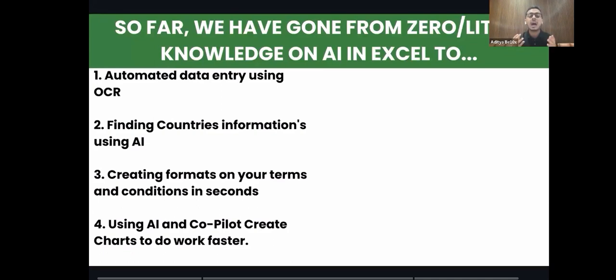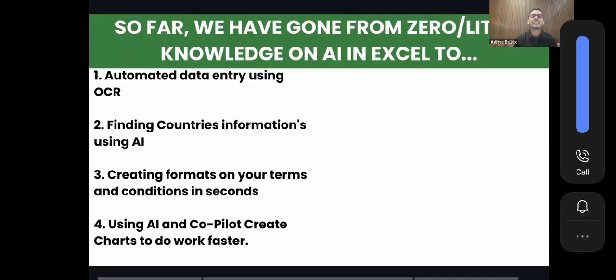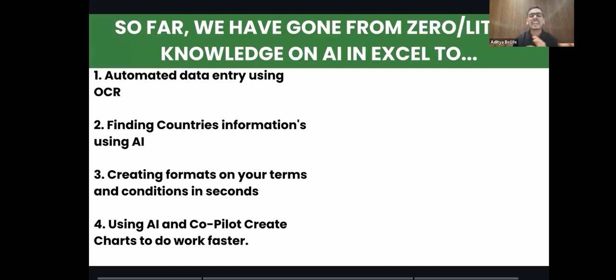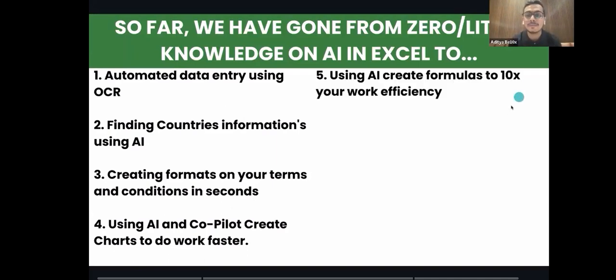Number four, we learned about how to use AI and Copilot to create charts. You can create any sort of chart in under 10 seconds. If you have a data table, you can create a chart with it in under 10 seconds. That is possible with the fourth thing.